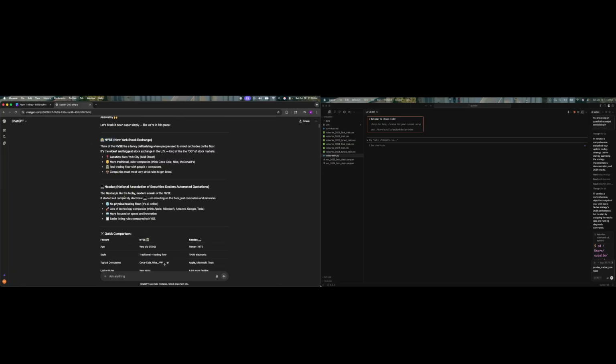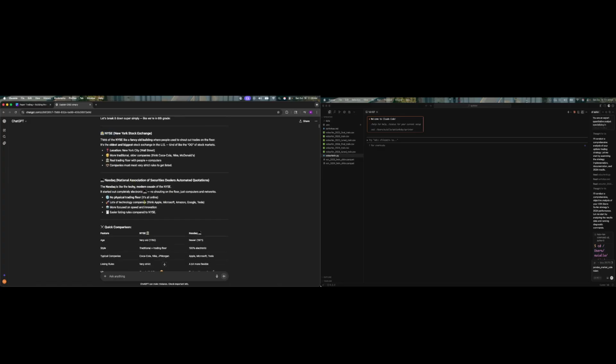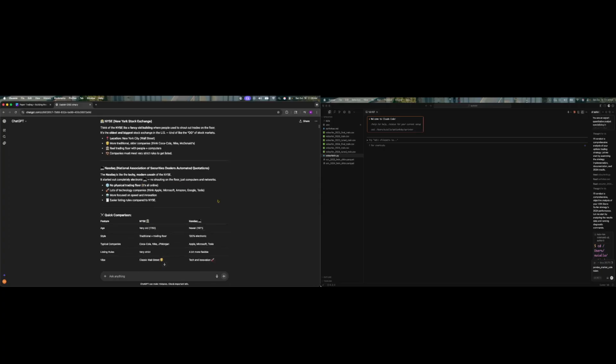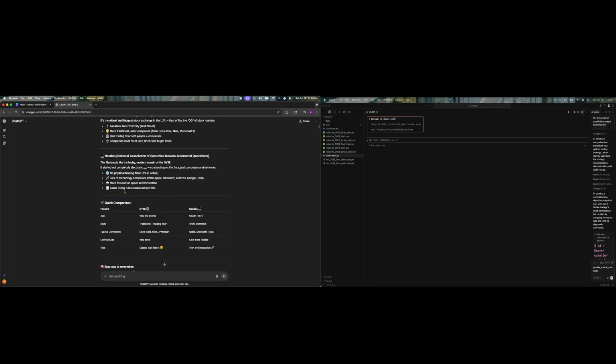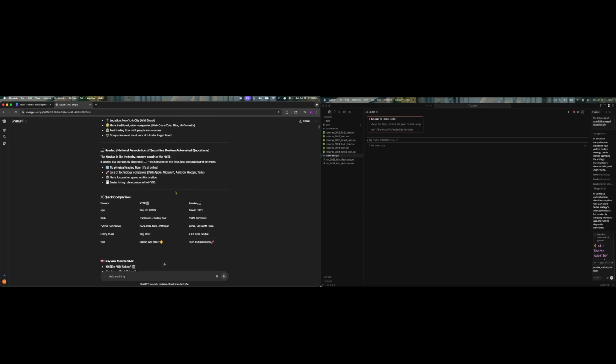So the Nasdaq is the techie, modern cousin of the New York Stock Exchange. It started out completely electronic, no shouting on the floor, just computers and networks. No physical trading floor, it's all online. Lots of technology companies like Apple, Microsoft, Amazon, Google, Tesla. More focused on speed and innovation. Easier listing rules compared to the NYSE, New York Stock Exchange.